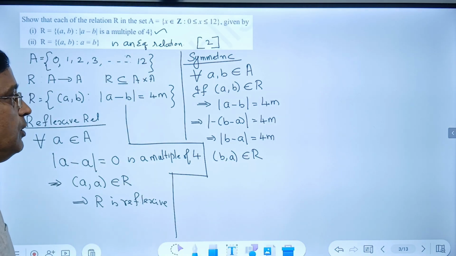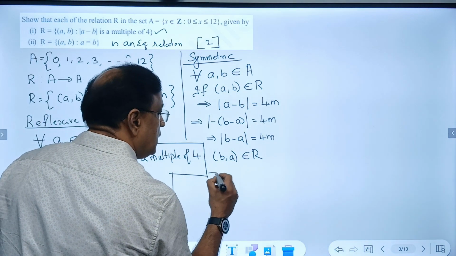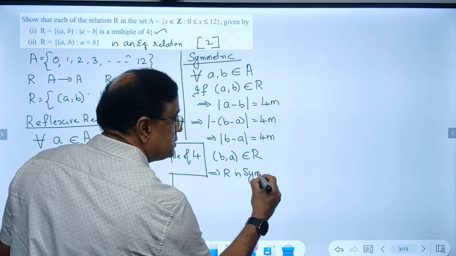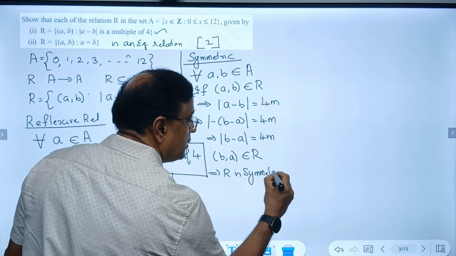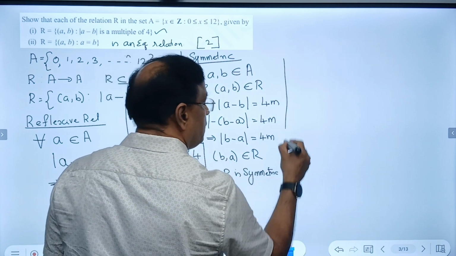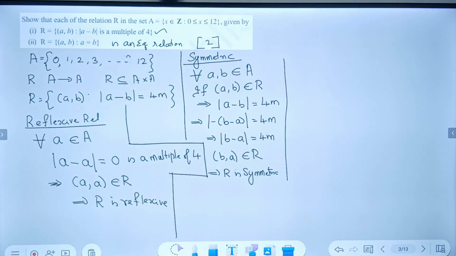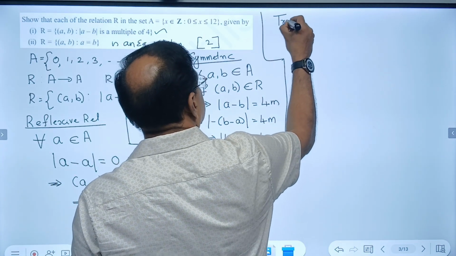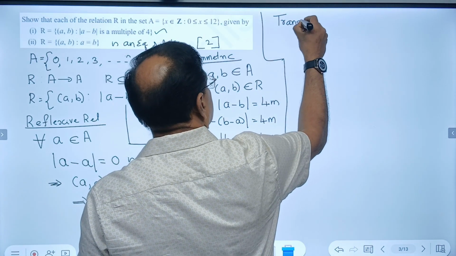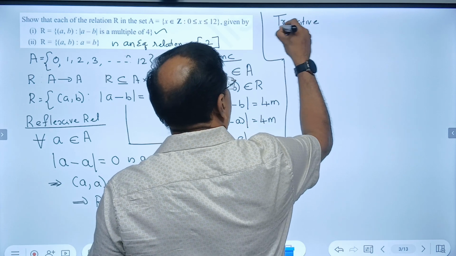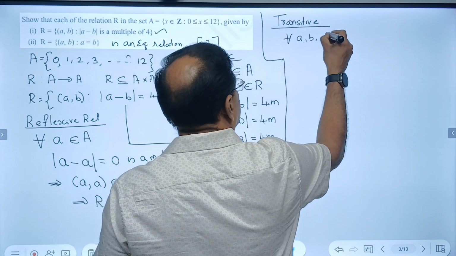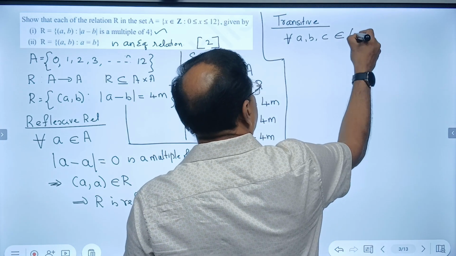If b comma a belongs to R, we can say R is symmetric. Correct? This is symmetric. Now finally we have to talk about transitive. Now how do I discuss transitive? For transitive, how many elements should I choose? I choose 3 elements, a, b, c belongs to A.